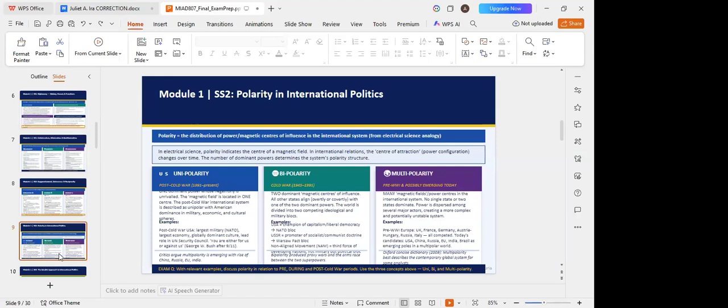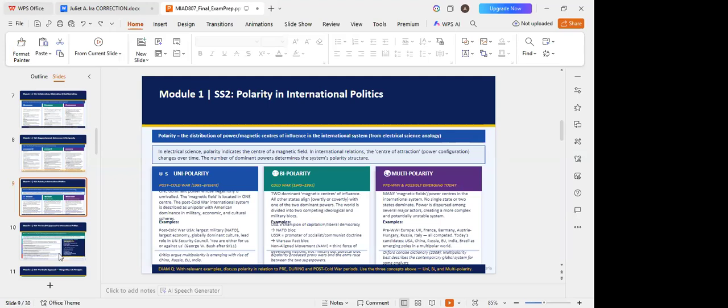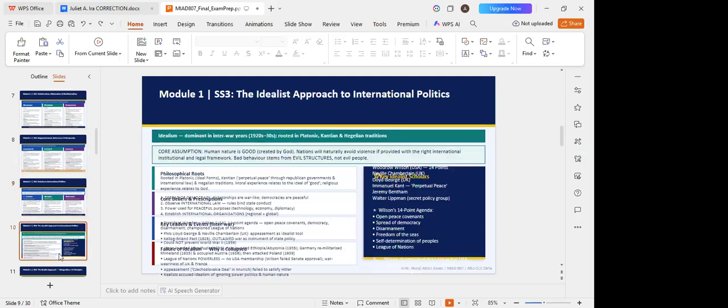Okay. Any other question, or can we proceed? Can we proceed? Yes, please. Okay, thank you very much. So we've talked about concepts. This is the end of Module 1, Section 2. Now we are proceeding to Module 1, Section 3. Module 1, Section 3 is the approach to the study of international politics. How do we study international politics?